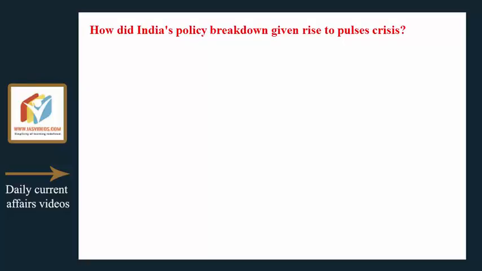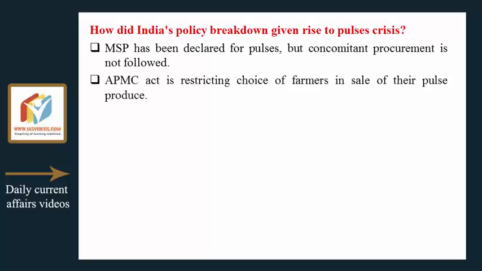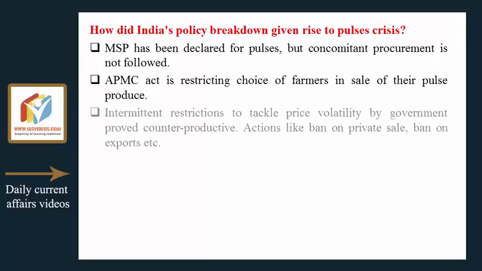How did India's policy breakdown give rise to the pulses crisis? MSP has been declared for pulses, but concomitant procurement is not followed. APMC Act is restricting choice of farmers in sale of their pulse produce. Intermittent restrictions to tackle price volatility by government proved counterproductive. Actions like ban on private sale, ban on exports, etc.